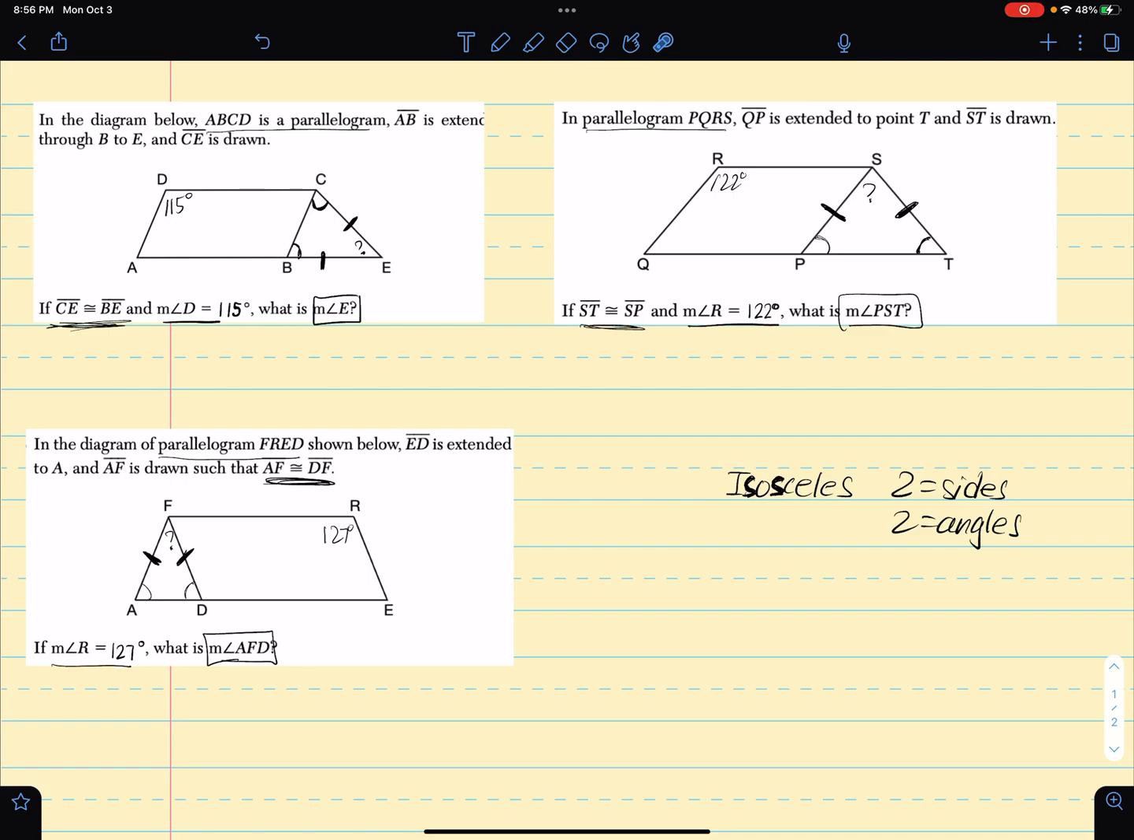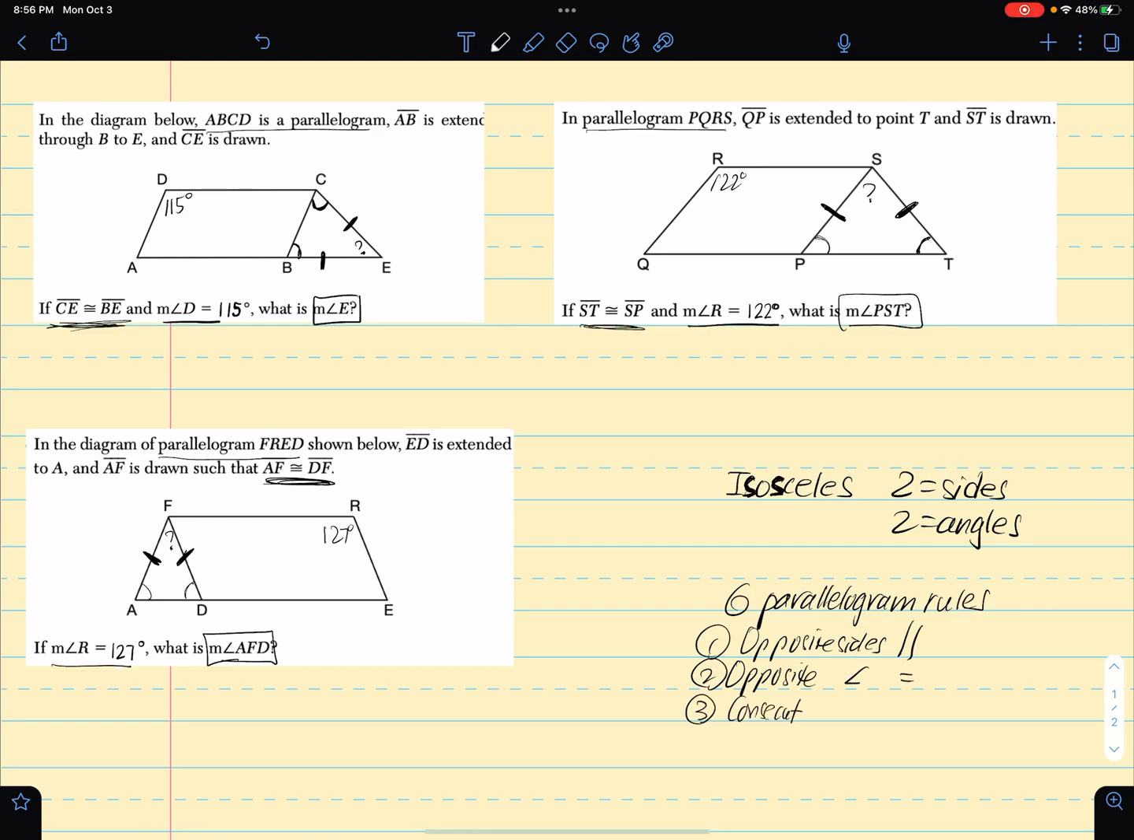Now to continue. So there are 6 parallelogram rules, but of the 6 in class, we focused on 3 parallelogram rules. The 3 being opposite sides are parallel, opposite angles are equal, and consecutive angles are supplementary. And supplementary means they add up to 180.